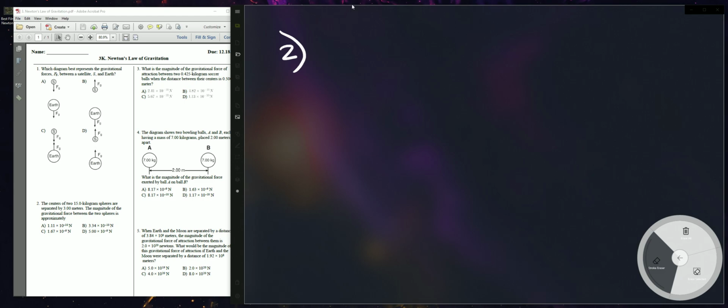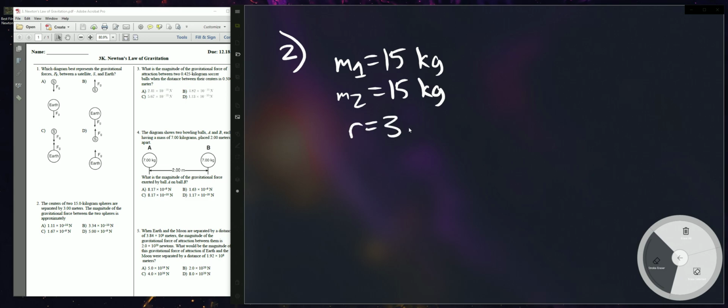So the centers of two 15-kilogram spheres are separated by 3 meters. The magnitude of the gravitational force between the two spheres is approximately what? And so we're going to identify our unknowns. Mass 1 is 15 kg. Mass 2 is also 15 kg. And they're separated by a distance of 3 meters. Alright. And so they want to know Fg. So set up your formula.